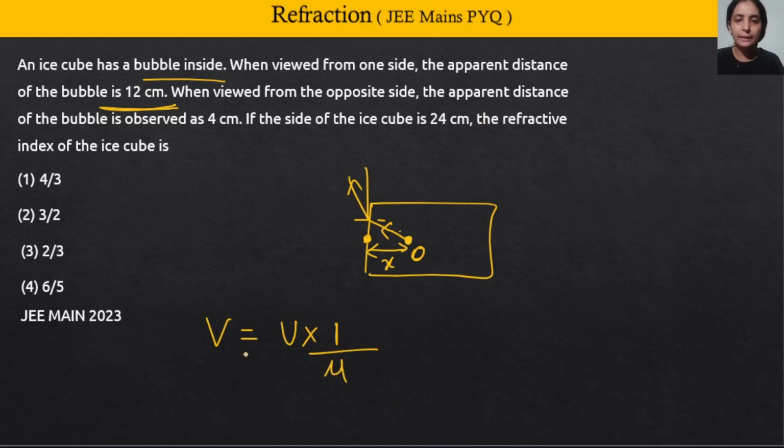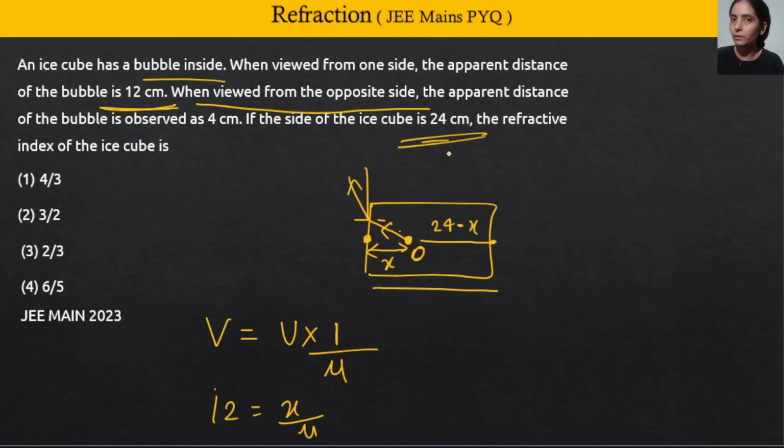Actually, we have to calculate that. So V equal to this. V is given as 12 centimeter. U I have taken as x. I am not using sign convention. Let us only deal with the magnitude. So x by mu. This is this. Now what else is said when viewed from the opposite side? When you look from the opposite side, looking from here sitting in air, then this object distance will become how much? 24 minus x, because this whole length is 24 centimeter, okay?